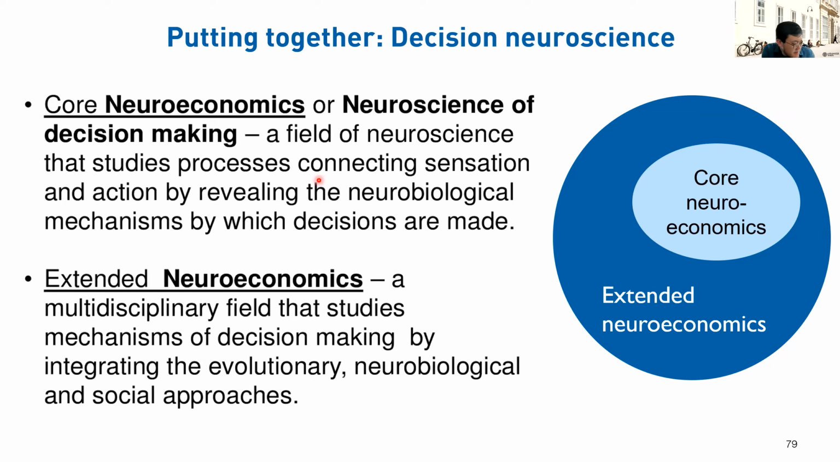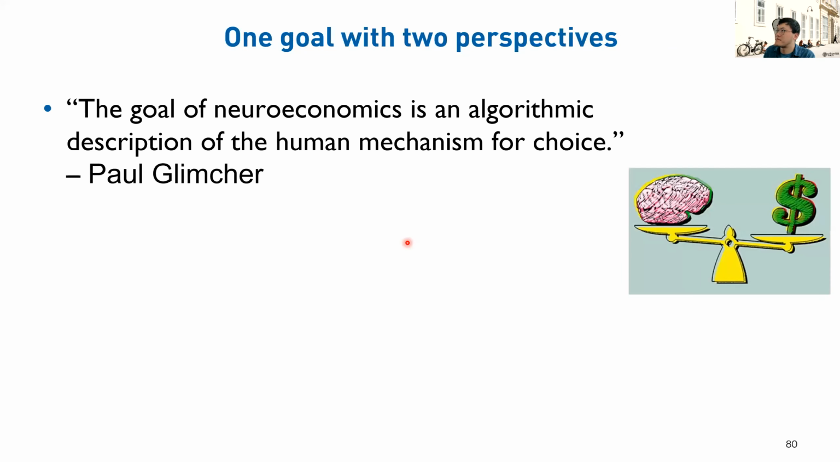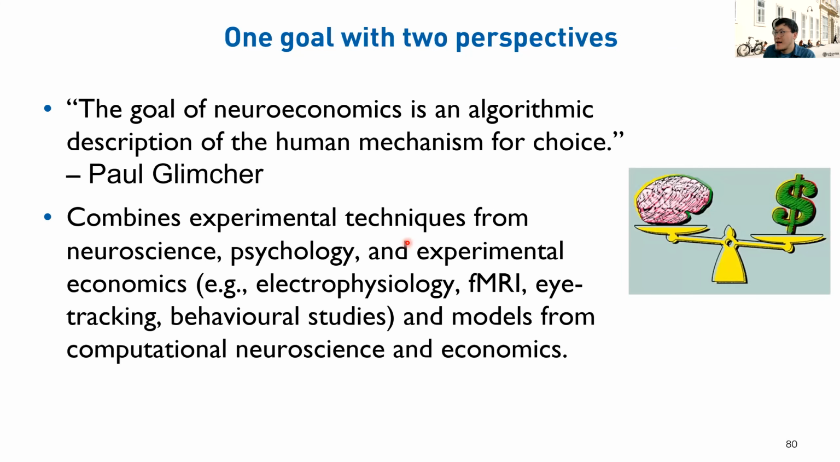And now if we want to put everything together, we have both the decision science part and also the neuroscience part, and then we study decision neuroscience. And here I will just briefly skip, and you can read it on your own. So we have one goal, to understand the brain mechanism underlying decision making, but we have slightly two perspectives.